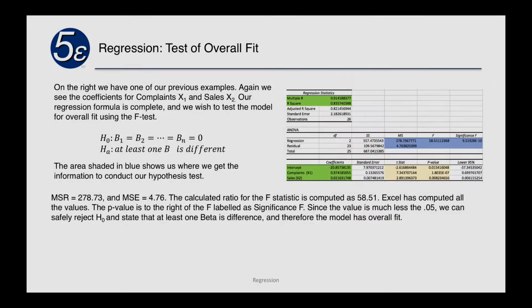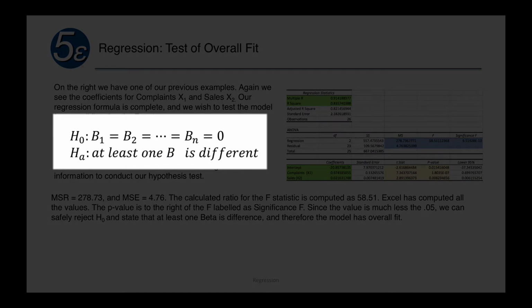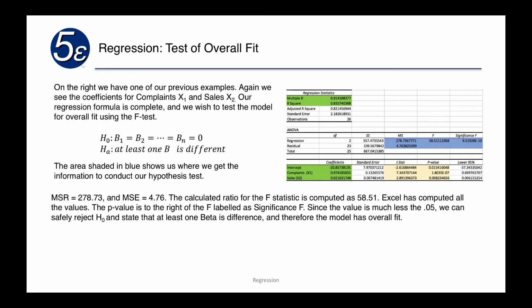So let's look at a sample here. Again, we're going to use the same example that we had with complaints and sales in the model. As we can see, we've used Excel to calculate the ANOVA table, which is going to have our F statistic. We'll set up our null hypothesis, H0, as beta 1 equals beta 2 equals beta n equals 0. And our alternative hypothesis is that at least one beta is different.